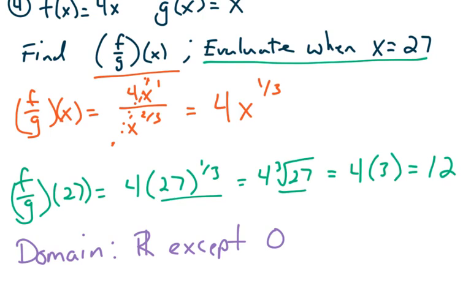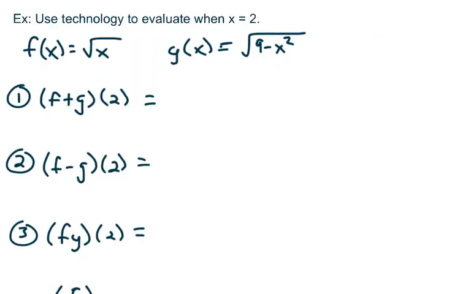Those are all pretty basic examples of adding, subtracting, multiplying, and dividing functions. What if they were a little more complex, like square root of x and the square root of 9 minus x squared? Your graphing calculators can actually help us do this. The calculators aren't going to tell us the actual function, but we can evaluate these functions using our calculators. I'm going to show you how to do that. I'm going to list out the steps for you. We're going to evaluate these functions when x equals 2 for every one of them.